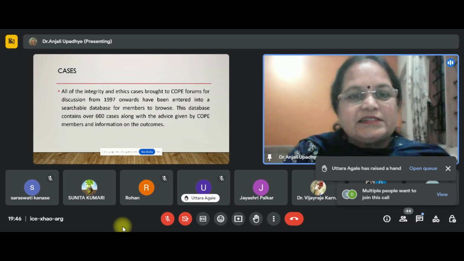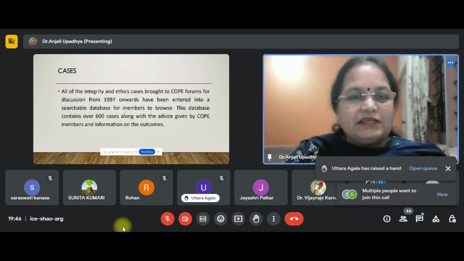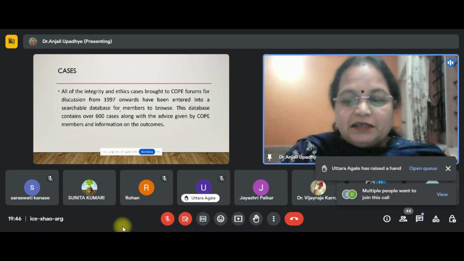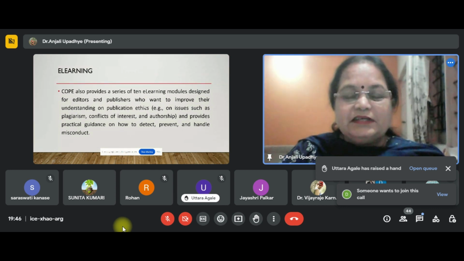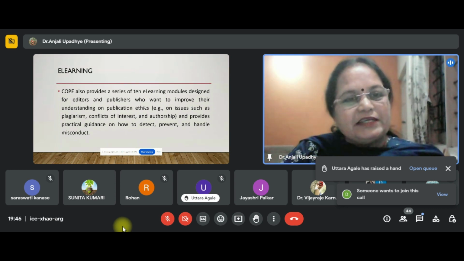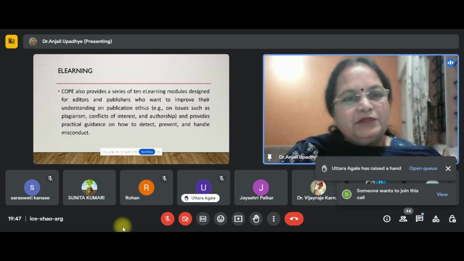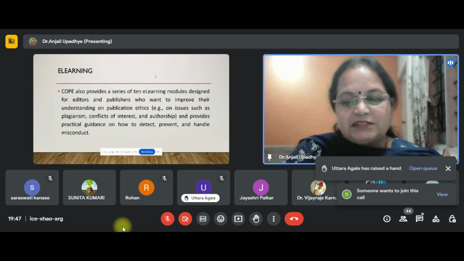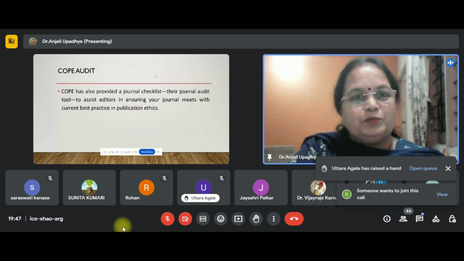Again, the case studies are also there. In the COPE guidelines, you can see particular cases. By reading the cases, we can understand what should be done and what should not be done. COPE provides a series of e-learning modules designed for editors and publishers who want to improve their understanding of publication ethics, such as conflict of interest, authorship, or practical guidelines to detect, prevent and handle misconduct. These e-learning sessions are conducted by COPE.